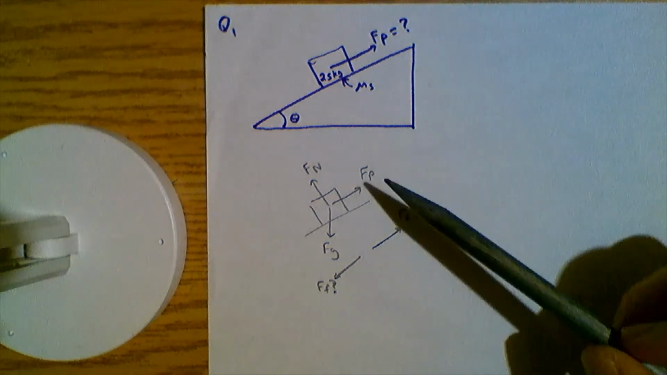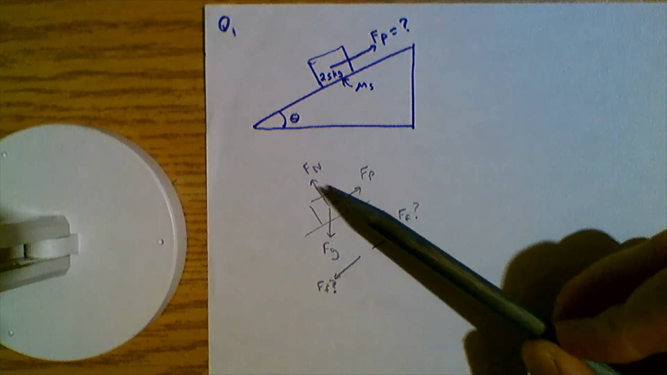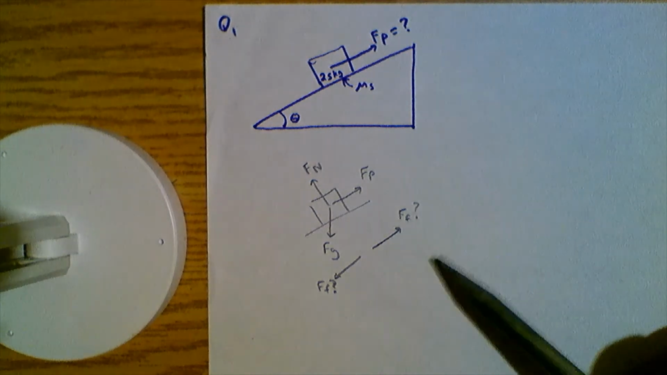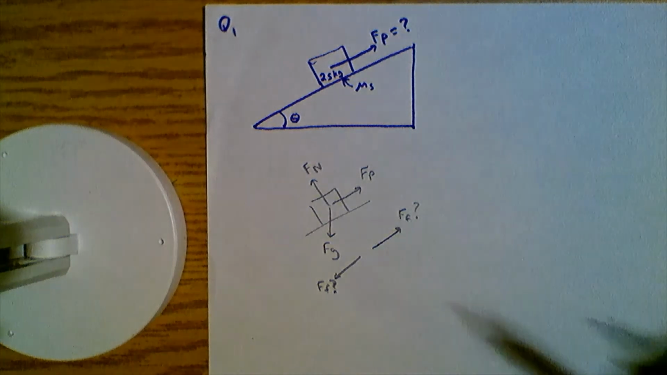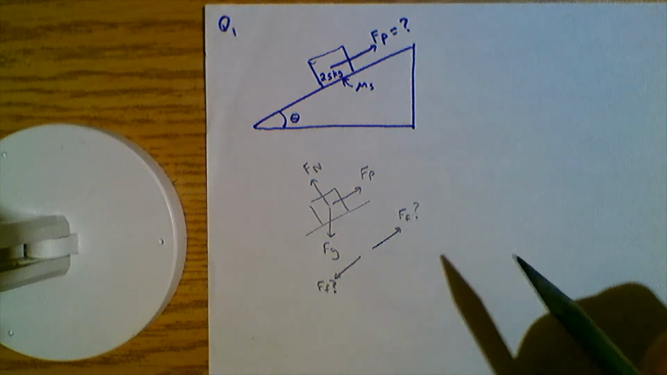We have the push force pushing upwards. We have the normal force acting perpendicular to the surface. And we have the gravitational force. But there's another force as well, and that's friction. Friction could be acting upwards or downward, depending on which way the box is trying to go.